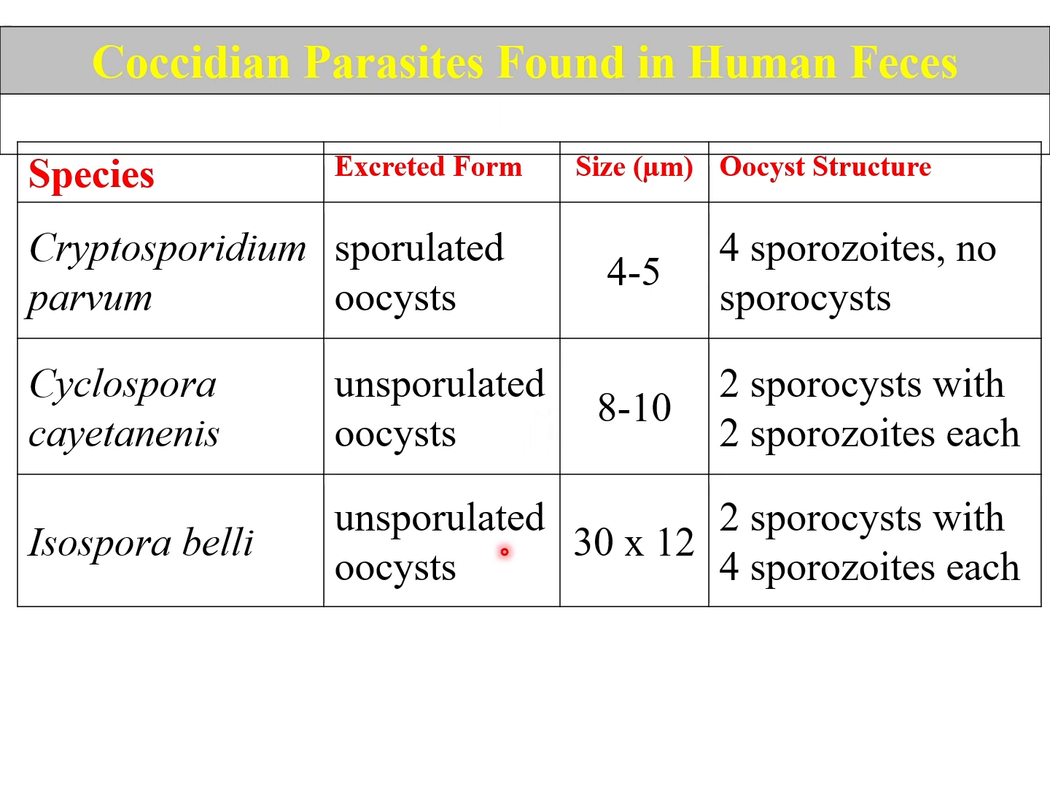Unsporulated oocysts of Cyclospora are smaller in size than those of Isospora, and upon sporulation, the ones of Cyclospora will contain 2 sporocysts each with 2 sporozoites, whereas those of Isospora will become mature and will contain 2 sporocysts, each of which contains 4 sporozoites. So the total number of infective stages in Cryptosporidium parvum is 4 sporozoites, in Cyclospora 4 sporozoites as well, while in Isospora, 8.